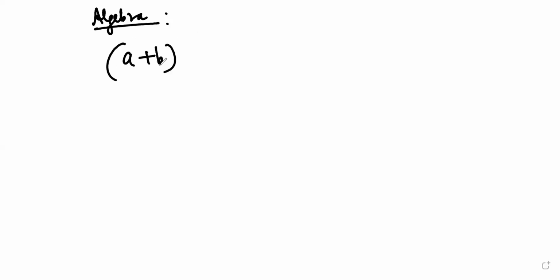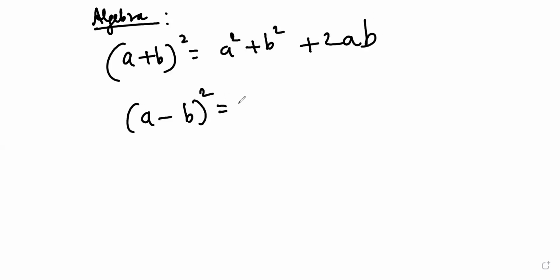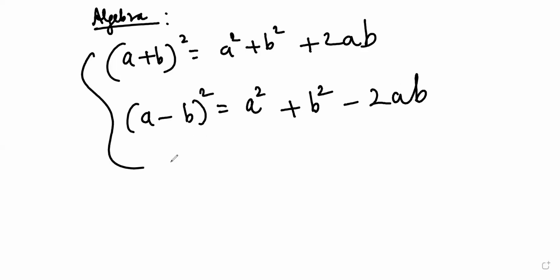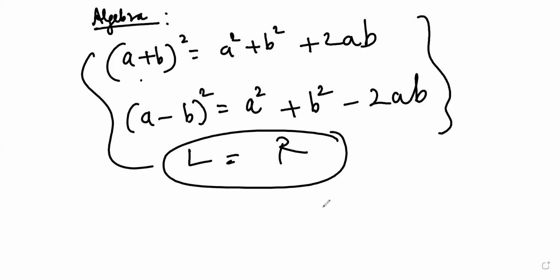(a + b) the whole square is a square plus b square plus 2ab. (a - b) the whole square is a square plus b square minus 2ab. Okay, so now these are mathematical statements, identities, or like we learned it as equations, and then we saw the difference, like why an identity is called an identity: whatever be the value of a and b, this equation with this LHS will be equal to RHS at all times, isn't it?